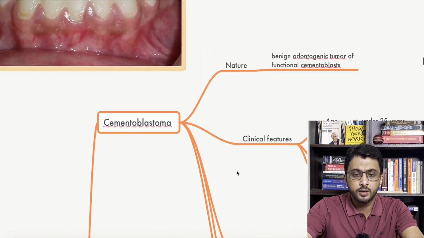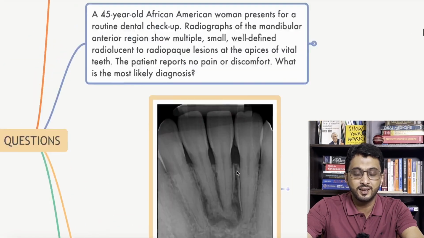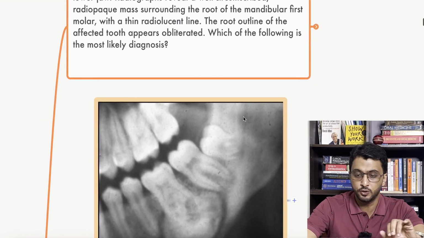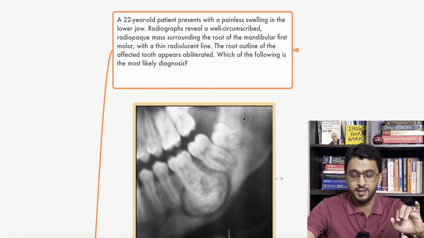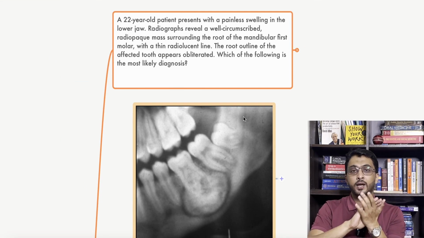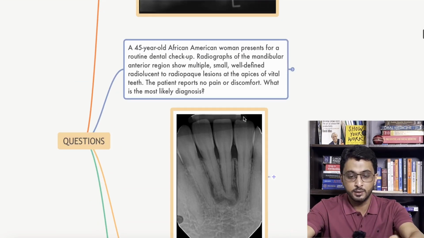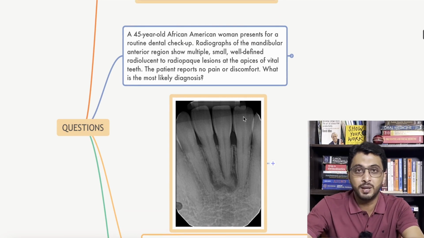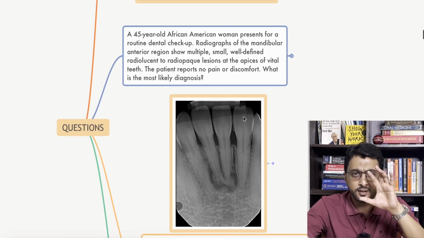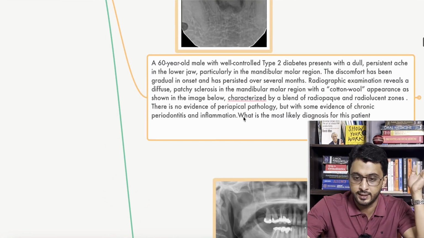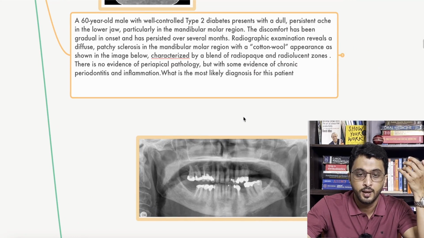Now a quick review of whatever we said so far, because recently I received a review from students saying that this is very useful. So I'll quickly go through that. Basically, cementoblastoma: radiolucent line, root outline is obliterated. You can see that picture there. Then cementoma or periapical cemental dysplasia: mandibular anterior, very, very black American woman. Very important. Mandibular anterior, mixed radiolucent radiopaque.